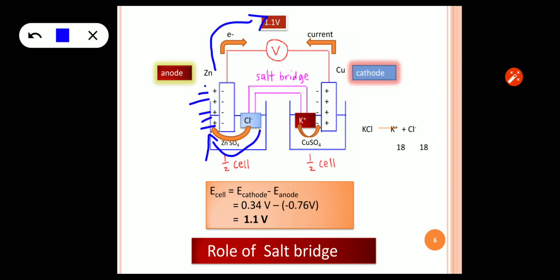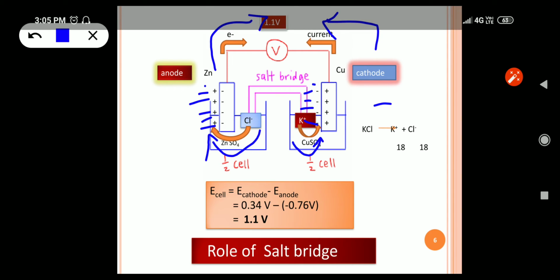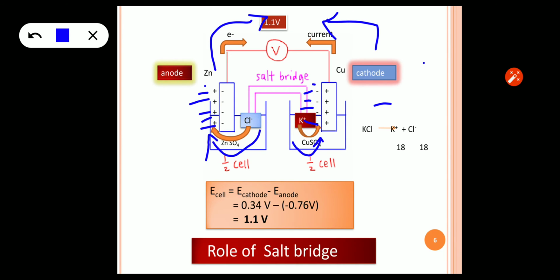In the case of the cathode, K+ ions will move into the cathode and they will react with the negative ions present here, and the positive charge on the copper is freed. This is how the liquid junction potential is overcome by the salt bridge. So when we connect the salt bridge, electrons will flow from anode to cathode and the current will flow from cathode to anode. The flow of electrons and the flow of current are opposite to each other.